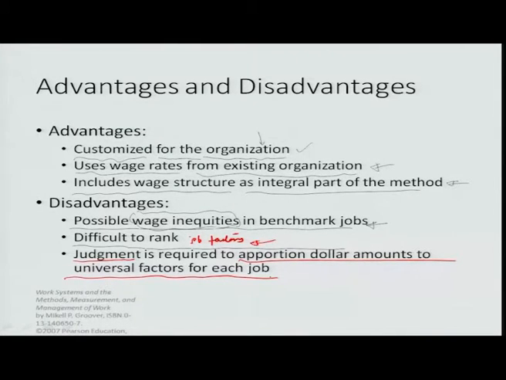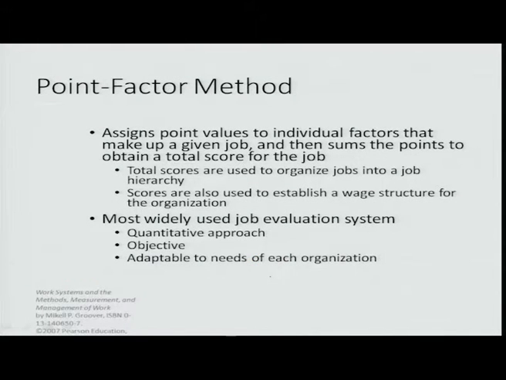There is another method which can be used to an advantage, called the point factor method, which is a little more objective in terms of scoring. In this method, you assign point values to individual factors that make up a given job, and then sum the points to obtain a total score for the job. The total scores are used to organize jobs into a series of job hierarchies, and scores are also used to establish a wage structure for the organization.